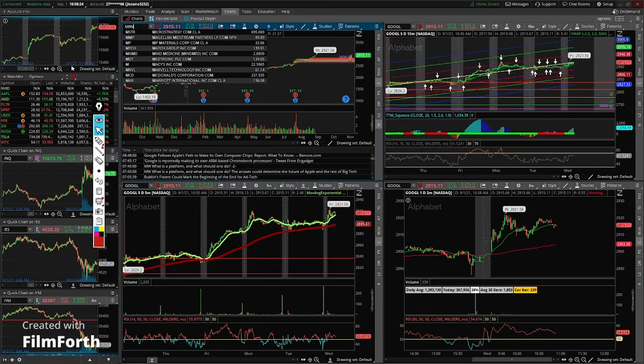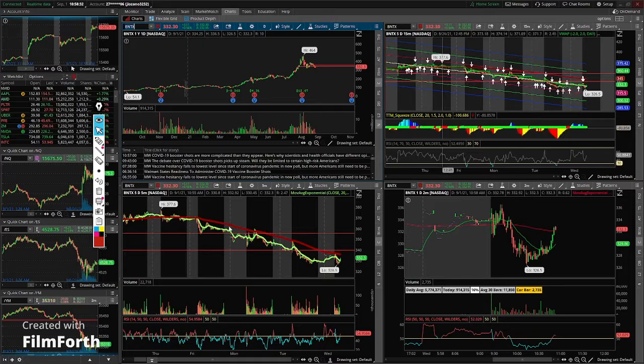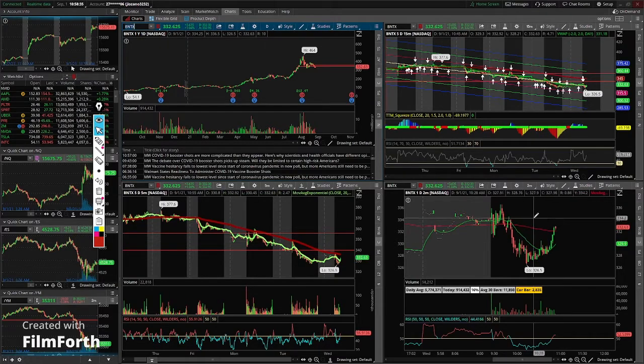mRNA is another one that can make big moves. And BNTX. Those are my top four that I've been playing these options with. That I've been super profitable with.